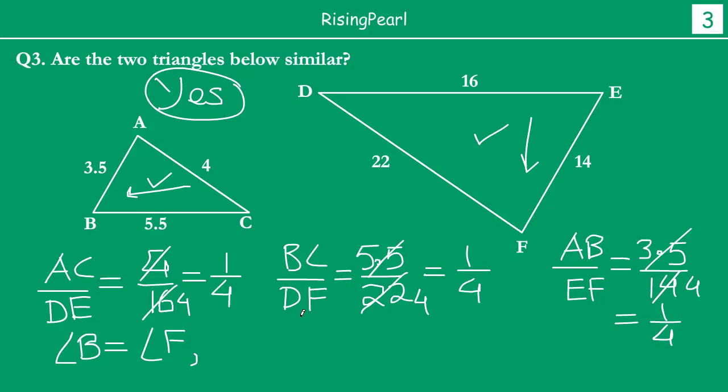Similarly, BC by DF. Opposite to BC is angle A, equal to DF, opposite to DF is angle E. Angle A will be equal to angle E. And finally, angle C will be equal to angle F. Now angle D.